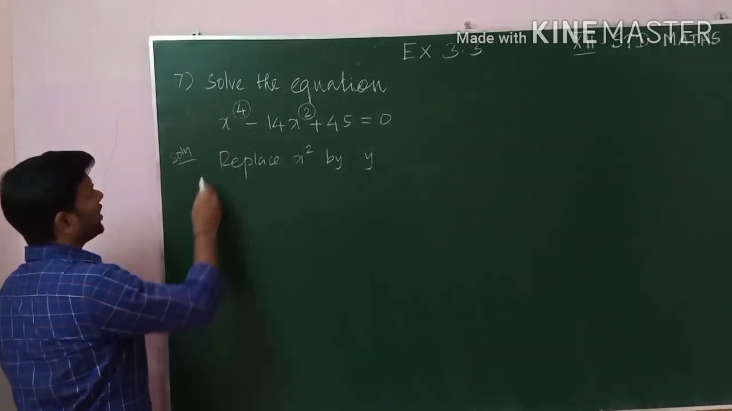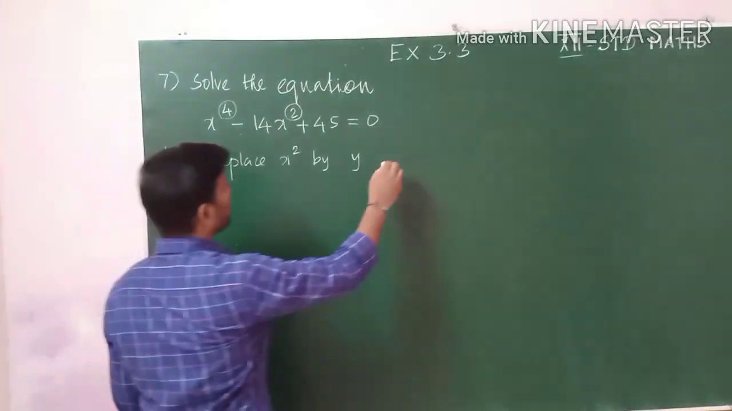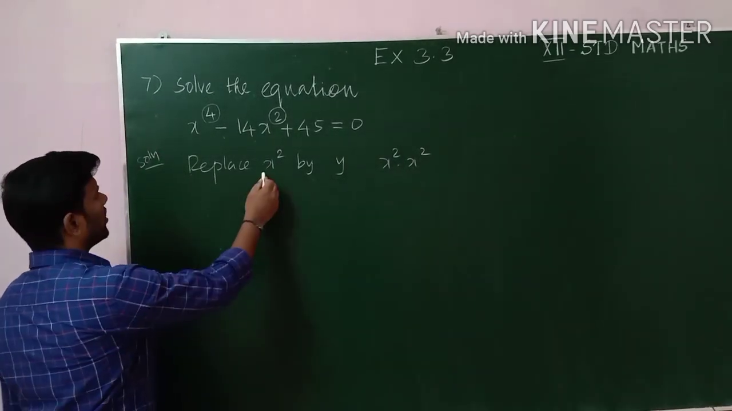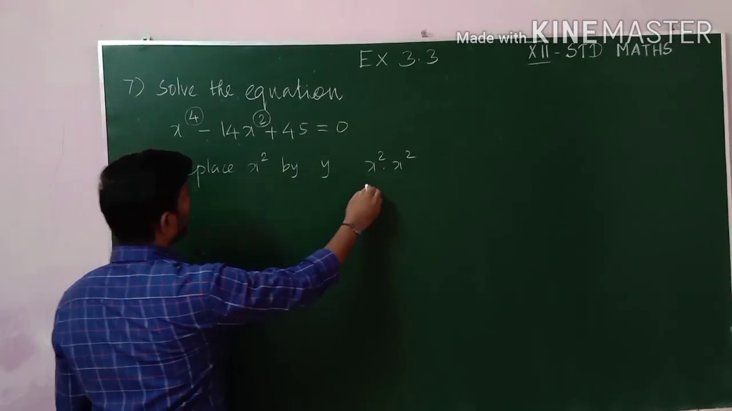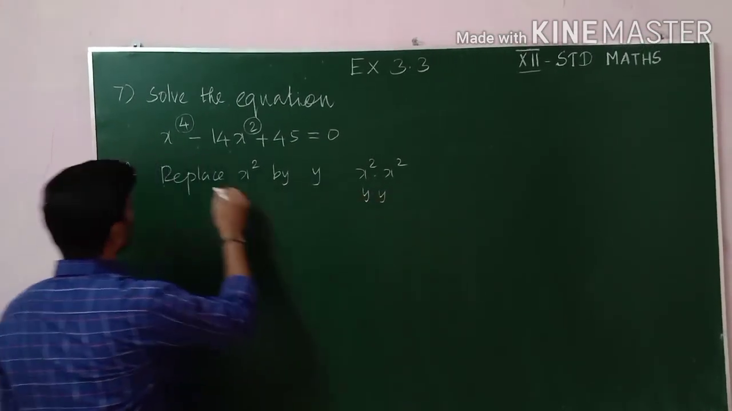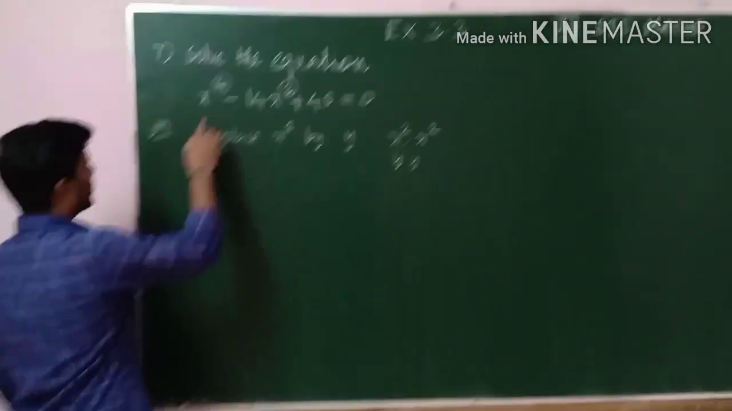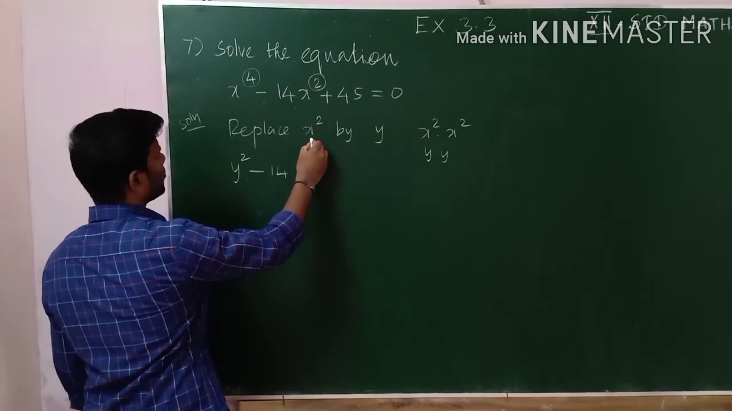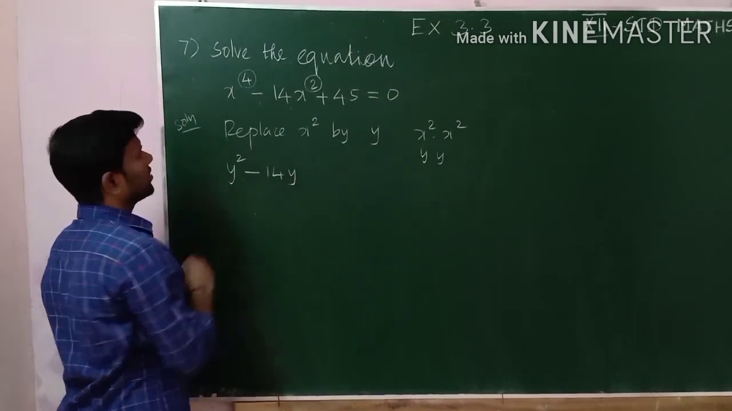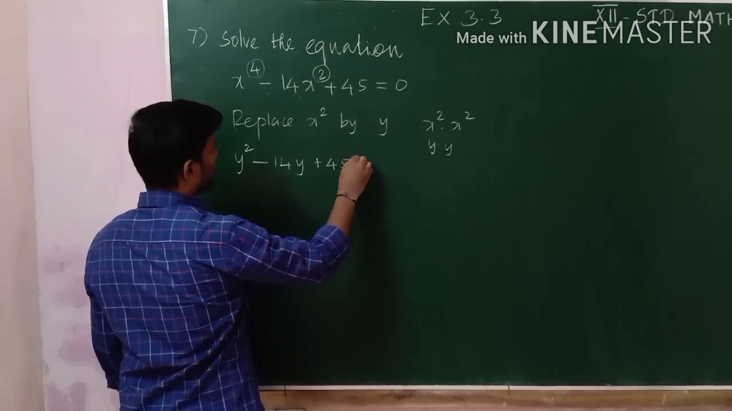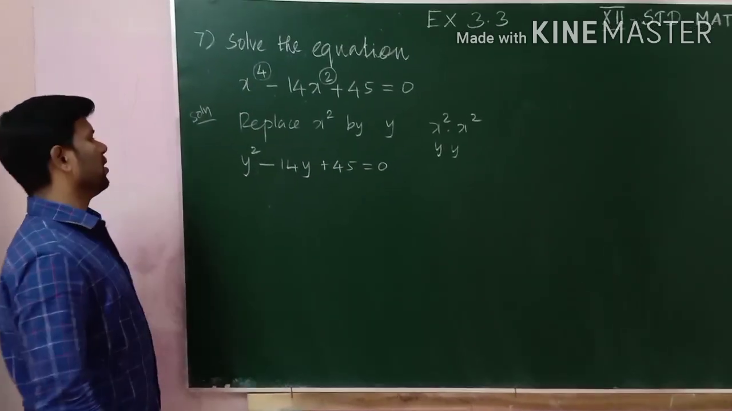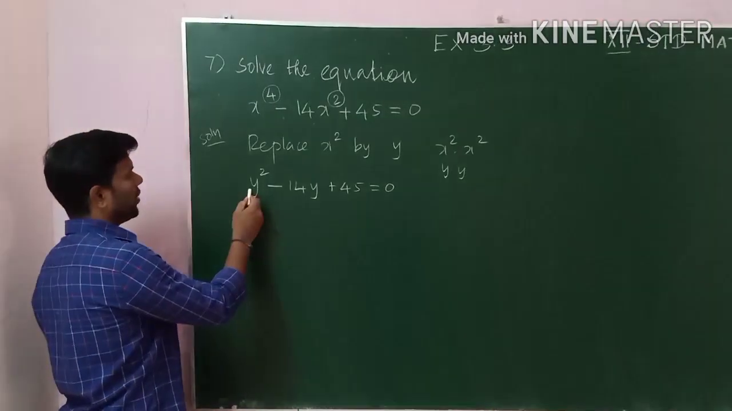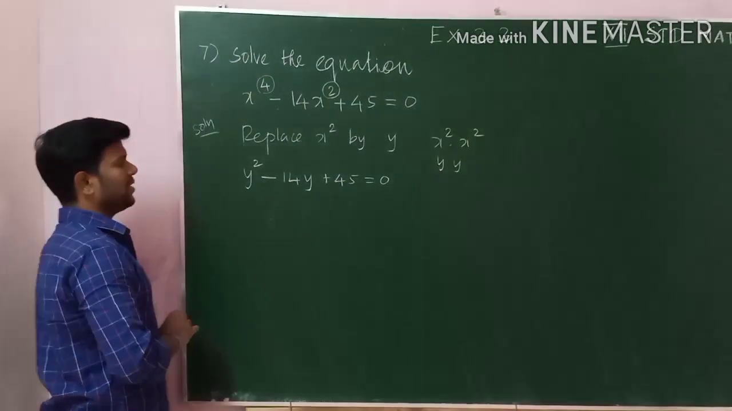So now what is our polynomial equation? X power 4, how can we write this? X square into x square. But we have to replace x square by what? Y. So y into y, y square. Upon the x power 4 now y square. Minus 14 x square, x square we now replace with y. So minus 14y plus 45 equal to 0. Now we have to factorize this polynomial equation. It is a quadratic equation. Y square minus 14y plus 45 equal to 0.